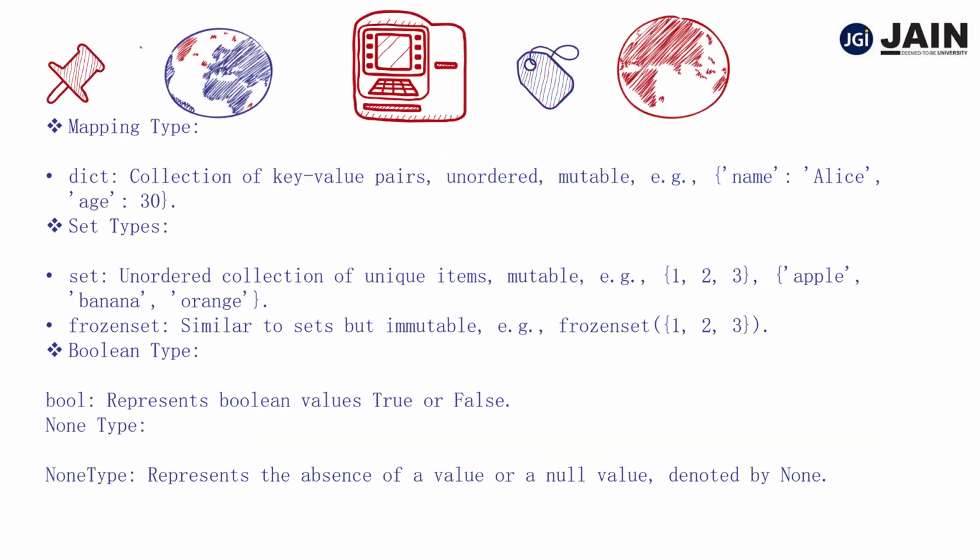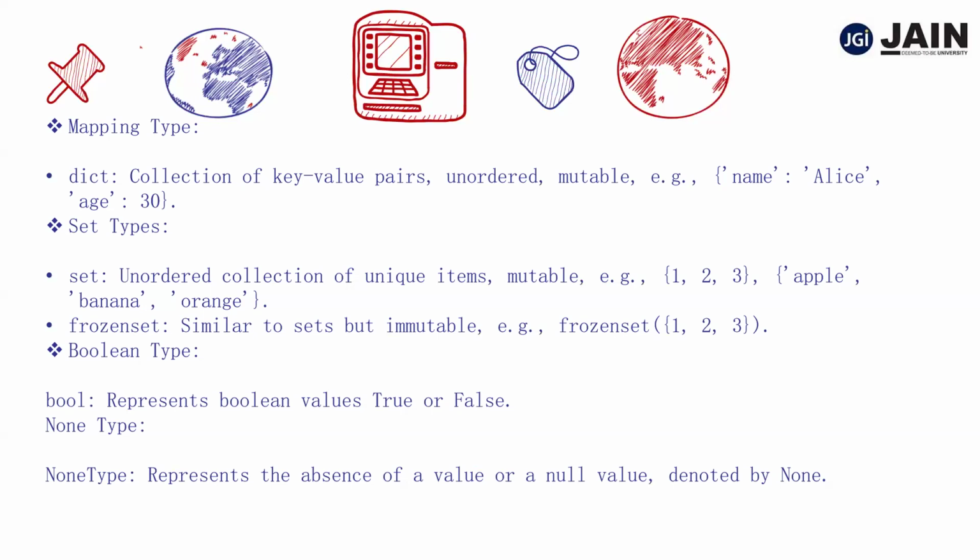Mapping type. Dictionary, a collection of key value pairs, unordered, mutable, etc. Example, name colon alias, age colon 30. Set types. Set, an unordered collection of unique items, mutable. Example, 1, 2, 3 in curly braces. Apple, banana, orange in curly braces. Frozen set, similar to sets but immutable. They cannot be modified. Example, frozen set, the elements are present inside curly braces, but surrounded by round brackets.